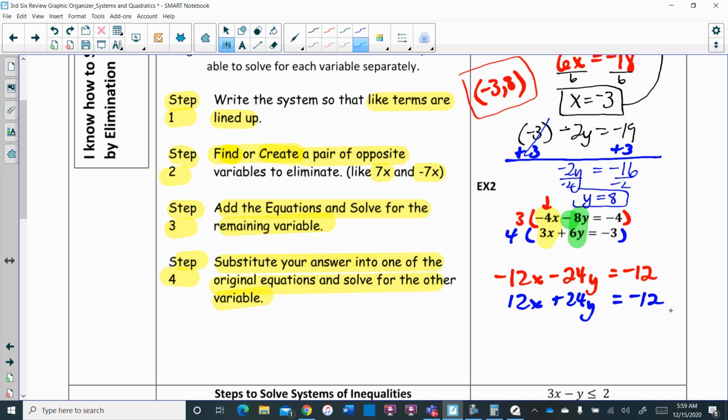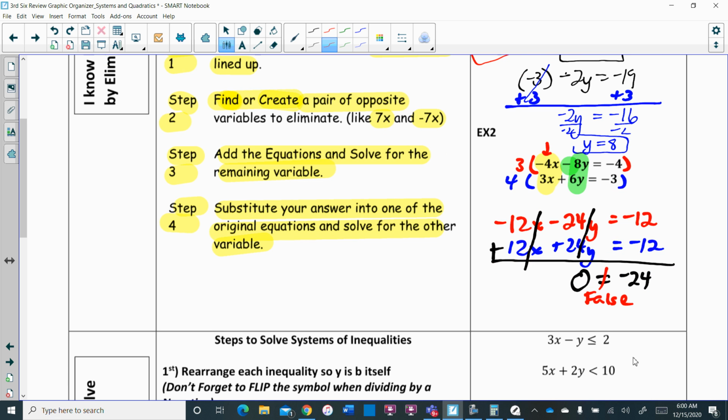So now that I've created opposites, we can add them. When I add them, this could happen. The x's cancel and the y's cancel. So that means this is 0. Okay? But when I add a negative 12 plus a negative 12, this becomes a negative 24. Again, look at that. That is false. So if you have a false statement, like such, your answer is no solution. Okay, so that takes care of that.